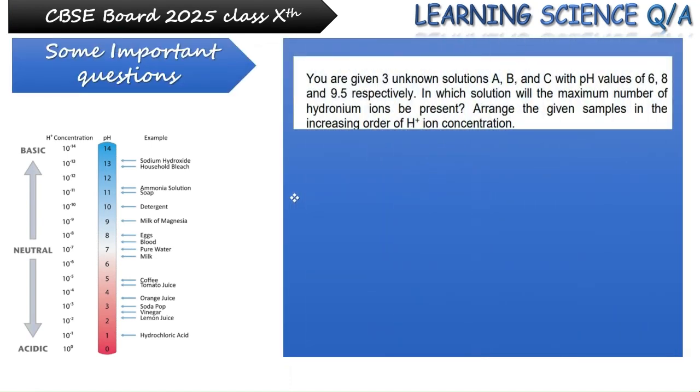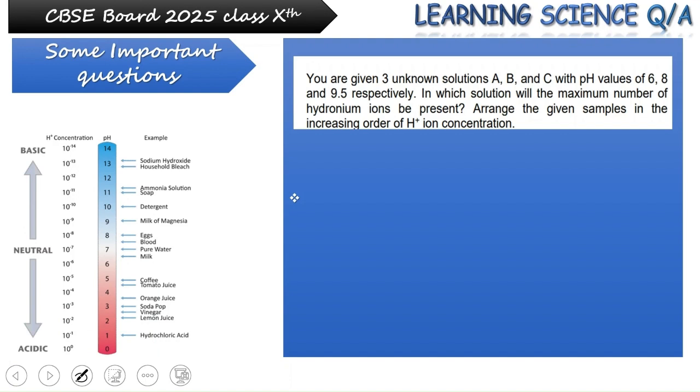You are given three unknown solutions A, B, C with pH values 6, 8 and 9.5. In which solution will the maximum number of hydronium ions be present? Arrange the given samples in the increasing order of hydrogen ion concentration. So this is a question which is based on the concept of pH.